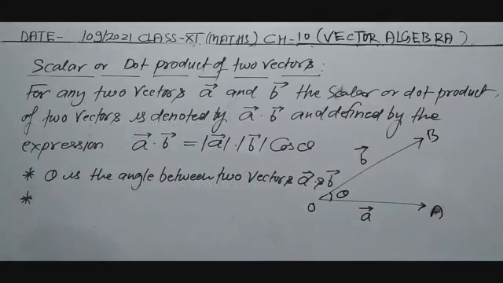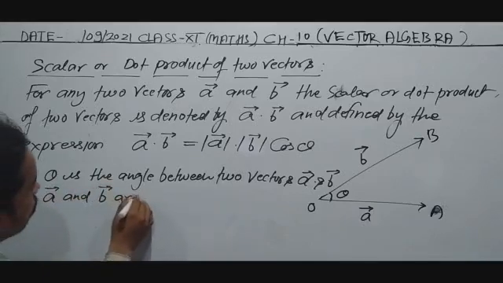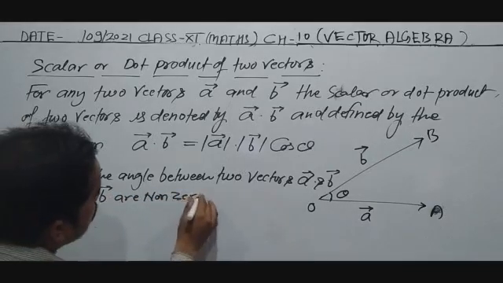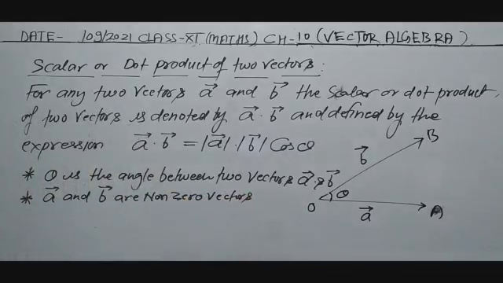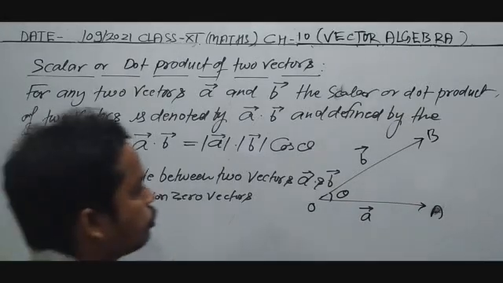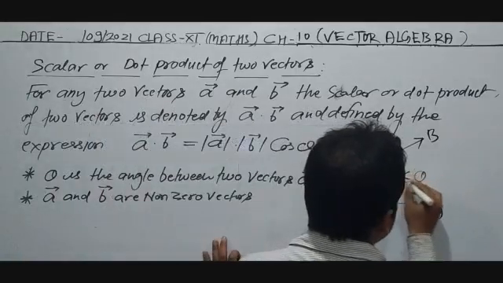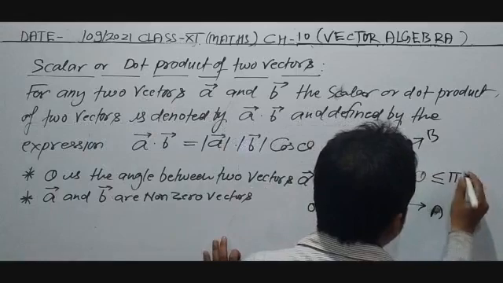Now the second point: which type of vectors are A and B? Vector A and vector B are non-zero vectors. Now what is the range of theta? Theta maximum value can be pi, and minimum value can be 0. So we can write theta is greater than or equal to 0 and less than or equal to pi.